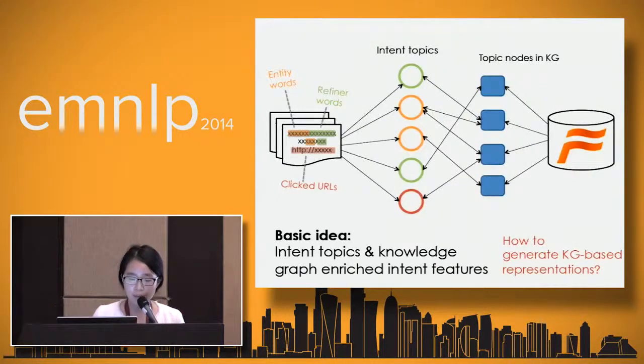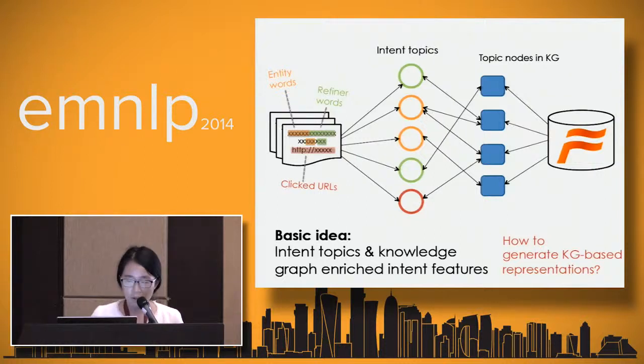So here's our basic idea about making intent topic nodes. As we mentioned before, we segment each query into 3 parts: the entity words that can be directly matched to a topic in the knowledge graph, and the left refiner words and the clicked URLs. We view them in a unified framework, and we see them as intent topics. The idea is that we can represent them with a combination of concepts in the knowledge graph.